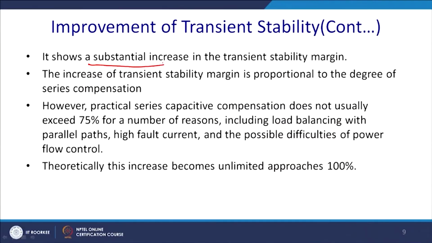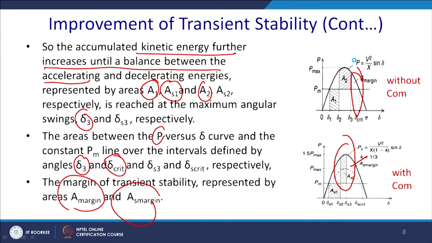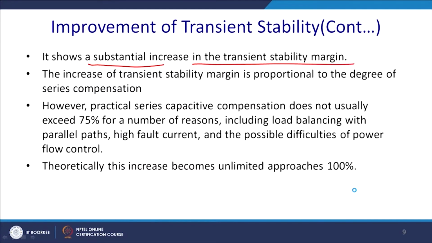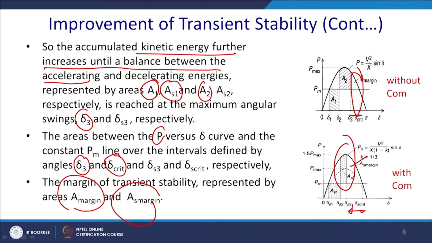Now, what can we conclude? This equal area criteria shows a substantial increase in the transient stability margin. You can go back and see: this is the area and this is the time available. The increase in transient stability margin is proportional to the degree of series compensation. Why? Because if you can make it, say, 1.5 to 2, this area can be even bigger, so this value will be shifted to the left.